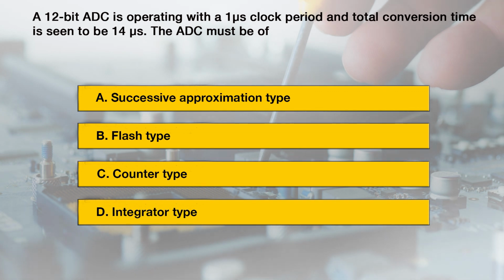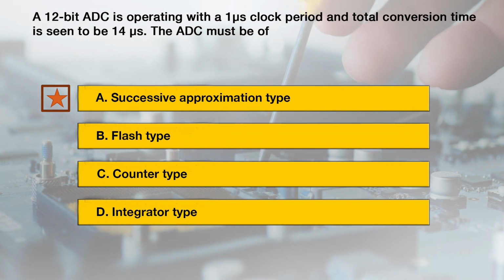So, 12 and 14 are very close numbers. In counter type ADC, number of counts required are 2 to the power n minus 1. In flash type, number of counts is only 1, and in successive approximation type, number of counts is equal to 12. So, here the clock pulse time period is 1 microsecond and number of bits is 12. So, multiplying clock pulse and number of bits, we get 12.